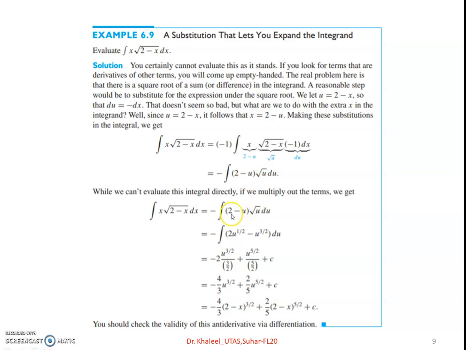When I open the bracket, it becomes 2u to the power half minus u multiplied by u to the power half, which becomes u to the power 1 plus 1 by 2, that is 3 by 2. These two are integrable. So 1 by 2 plus 1 is 3 by 2, giving u to the power 3 by 2 divided by 3 by 2. Then 3 by 2 plus 1 is 5 by 2, divided by 5 by 2. Dividing by 3 by 2 becomes multiplying by 2 by 3. Therefore minus 4 by 3, then 2 by 5 u to the power 5 by 2, plus c, because it is an indefinite integral. So we need to put back u as 2 minus x, and that's the answer.